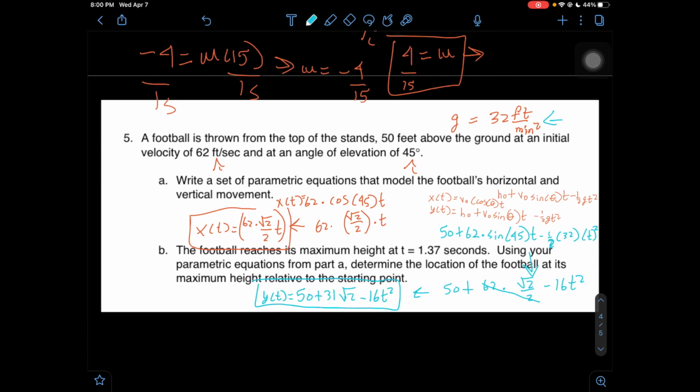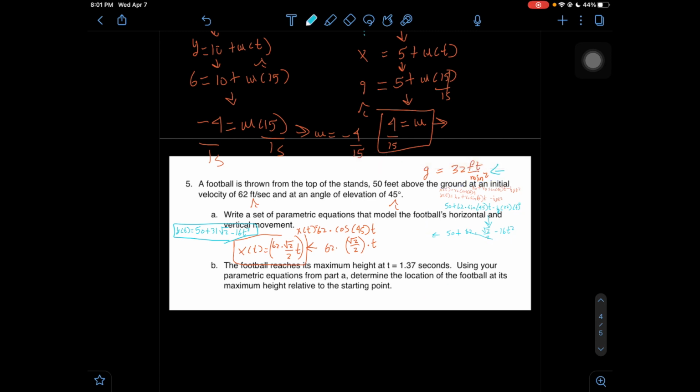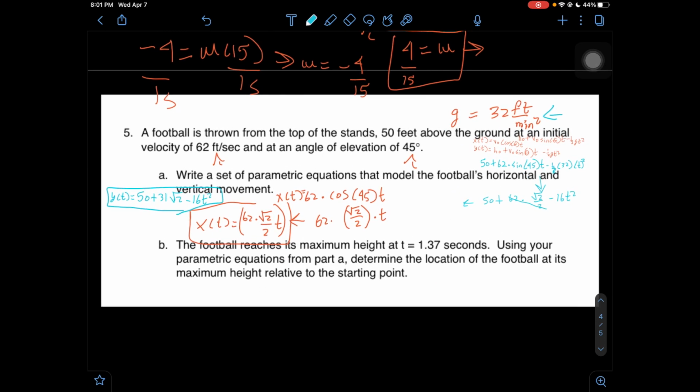And so the equations for our 5a question are this x of t right here and this y of t right here. Let's combine those equations and put them up top so we can do b. Now that we have the work from the previous question moved out of the way, b says the football reaches its maximum height at t equals 1.37 seconds. Using your parametric equations from part A, determine the location of the football at its maximum height relative to the starting point.